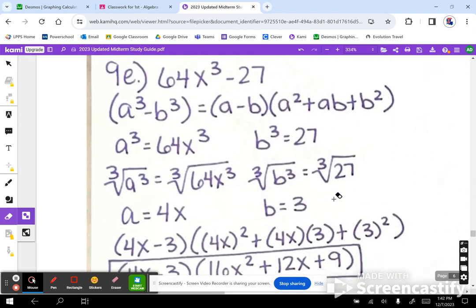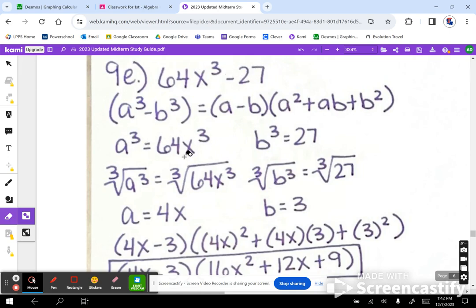9e, you're going to use the difference of cubes. Difference of cubes, okay? So we are given a cube minus b cube right here. And this is what you're going to do on your midterm. You're going to have a difference of cubes, okay? So this whole term right here, 64x cubed, that whole piece is your a cube. This negative is part of your formula. We can ignore it. So this whole second term, just the 27, is your b cube.